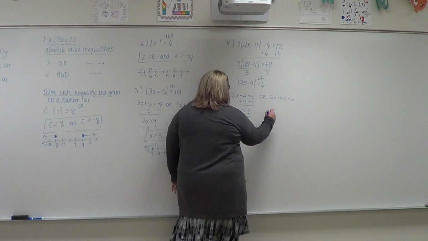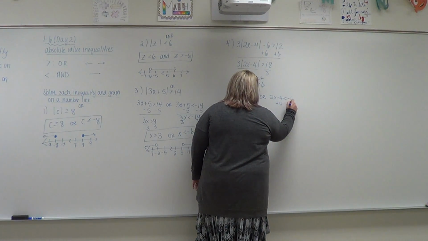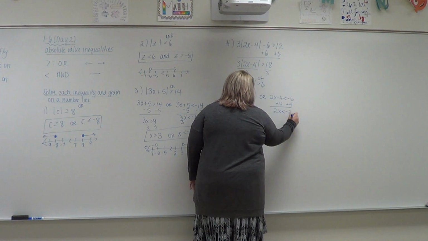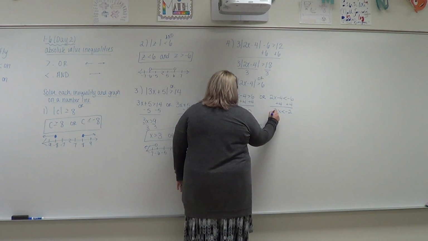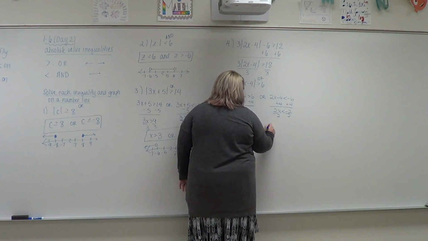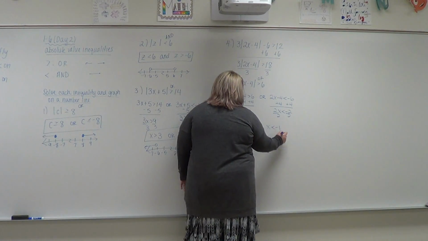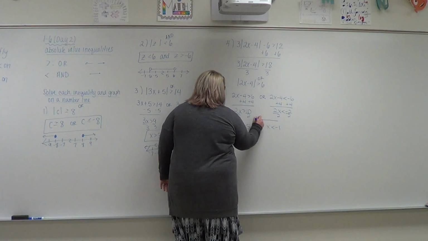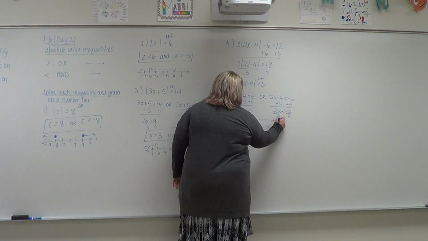Okay, the other one I would add 4. So I have 2x less than negative 2. Divided by 2, x is less than negative 1. Those are both solved for x, so that's your answer.